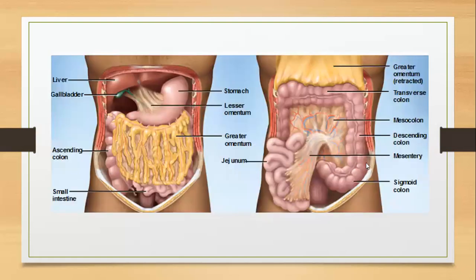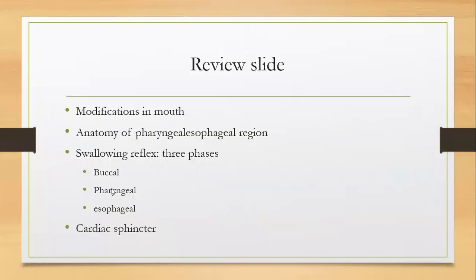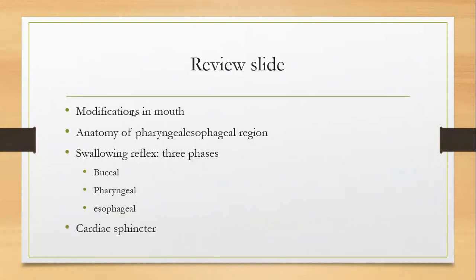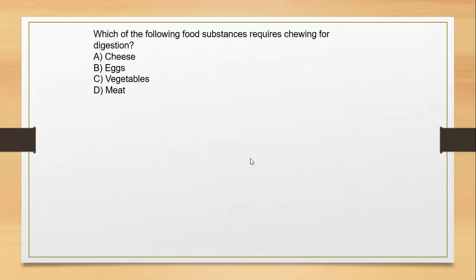Now that you have seen the organization, these are just diagrams showing you the mesenteries again. This is just a review slide, but I can ask a question: how each of the areas of the GIT are modified to perform their function. So you can have modifications in the mouth, modifications in the esophagus, or modifications in the stomach. So I will skip these and go to the next. I'll leave you to look at the questions.